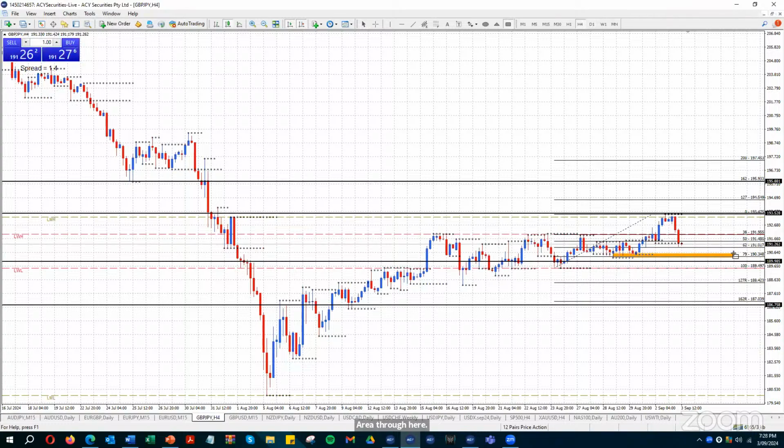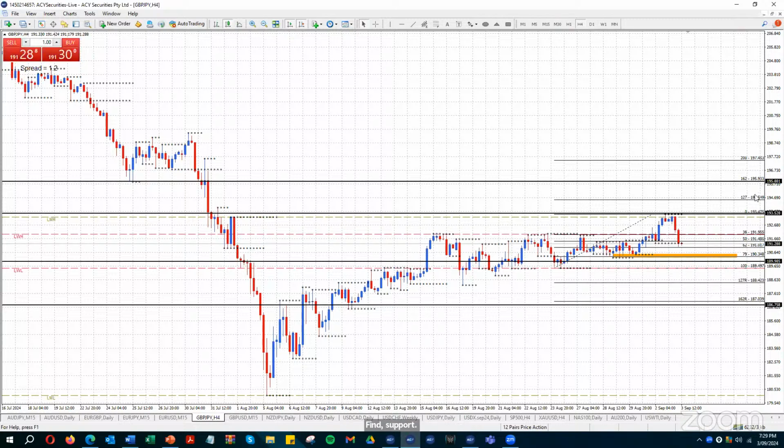That's the area that I would watch. So 190.48 down to the 79% level at 190.34. Do we come into that area this week? Find support to continue the move up.